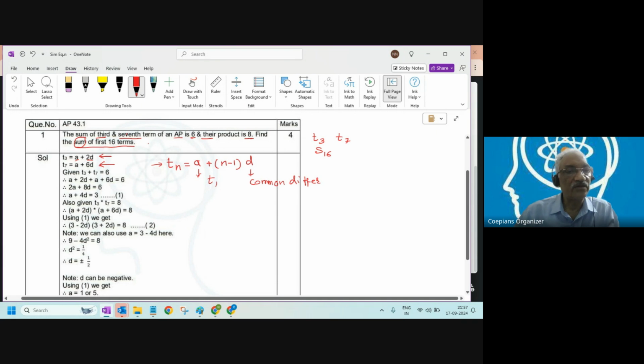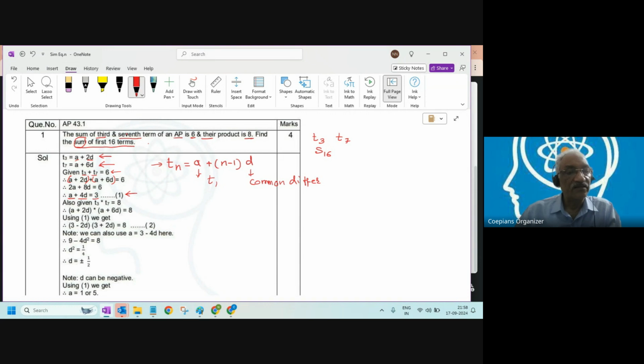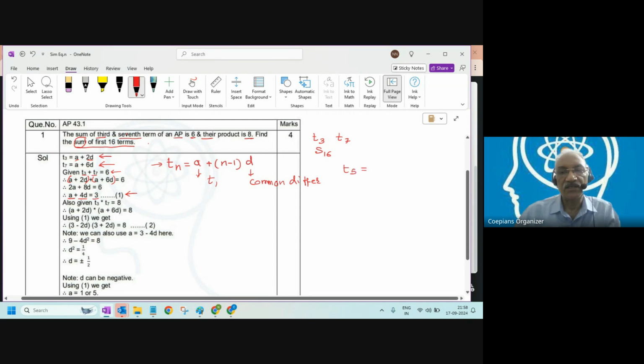Now we have been given T7 plus T3 is equal to 6. This is what is given. So this is T3 and this is T7, and their sum is 6. Simplifying, we get a plus 4d is equal to 3. So obviously a plus 4d is equal to 3. That means the fifth term T5 is 3.